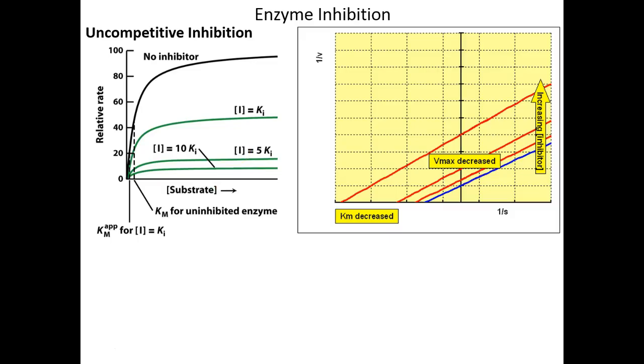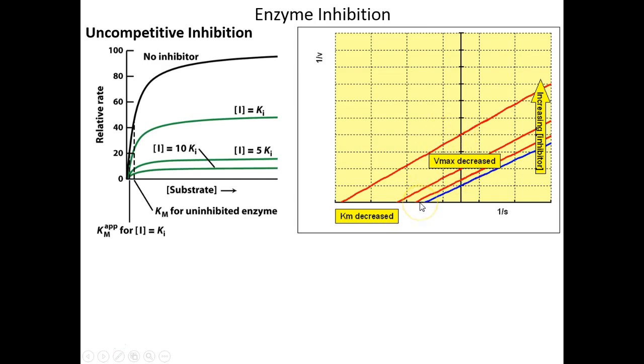If we look at a Lineweaver-Burk plot, we can tease out some of these factors a little bit more as well. As we increase the amount of inhibitor, we're going from the uninhibited line in blue to increasing amounts of inhibitor in red. We see that the y-intercept is getting higher and higher in value with increasing amount of inhibitor. Remember, this is 1 over Vmax. So 1 over Vmax getting higher and higher means that Vmax itself is getting lower and lower. With increasing amounts of inhibitor, Vmax goes down.